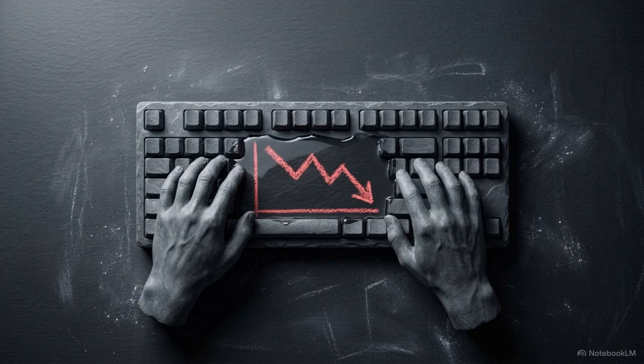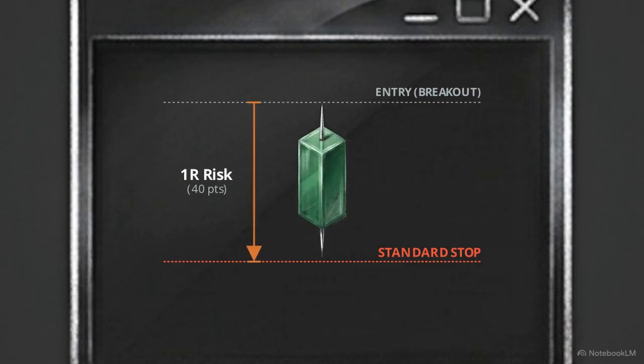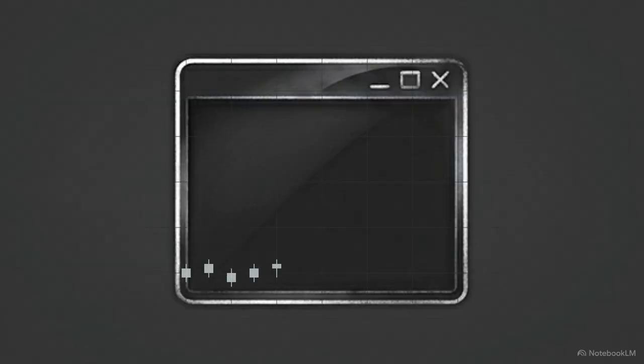Retail systematic trading suffers from a specific, highly repetitive structural error. When executing a trade on a breakout, the standard practice is to anchor the initial stop loss below the extreme low of the signal candle.